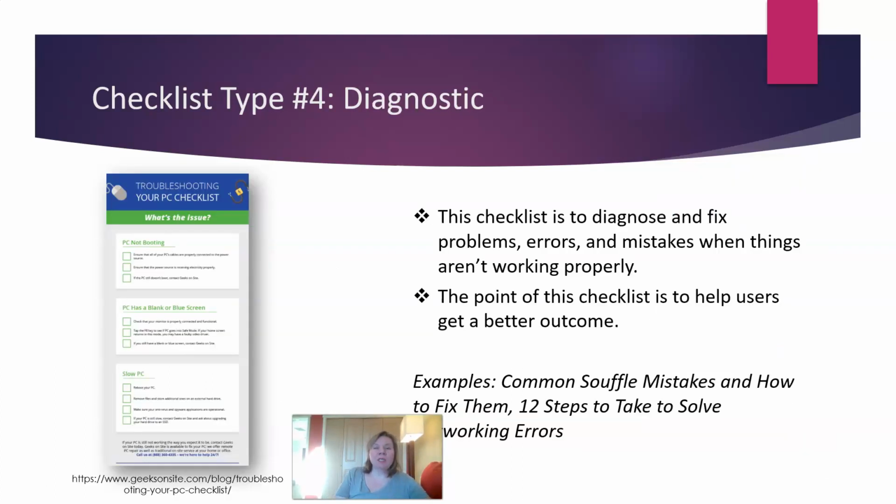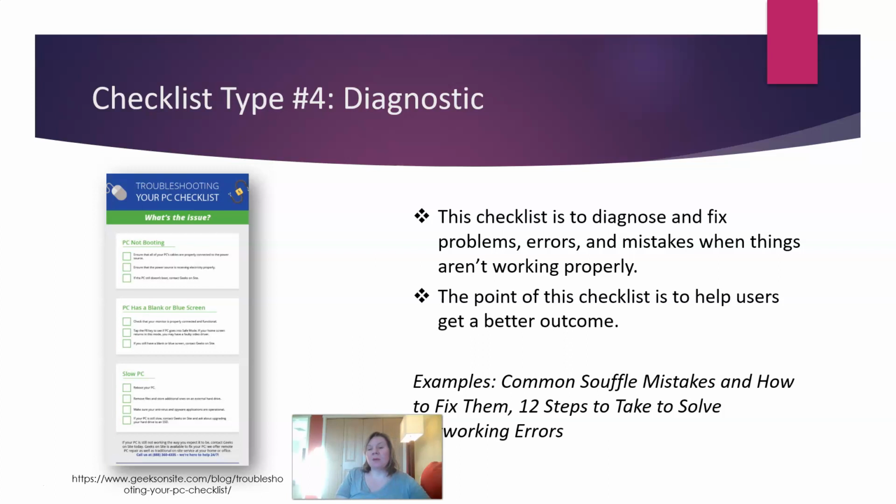And the fourth type of checklist is diagnostic. This is to diagnose and fix problems and errors. It's really a troubleshooting type of checklist, and it helps people get a better outcome and narrow down to the topics they need to do. For example, this one, troubleshooting your PC.